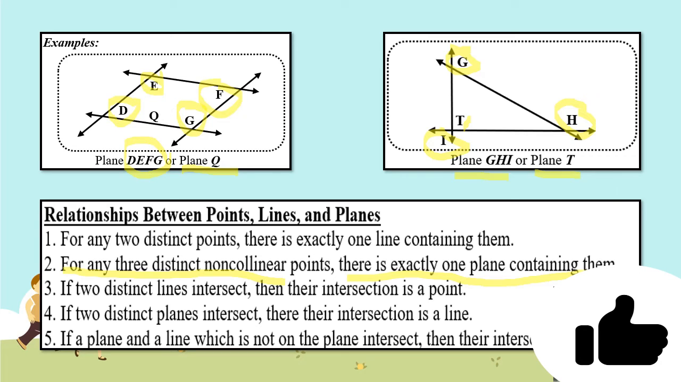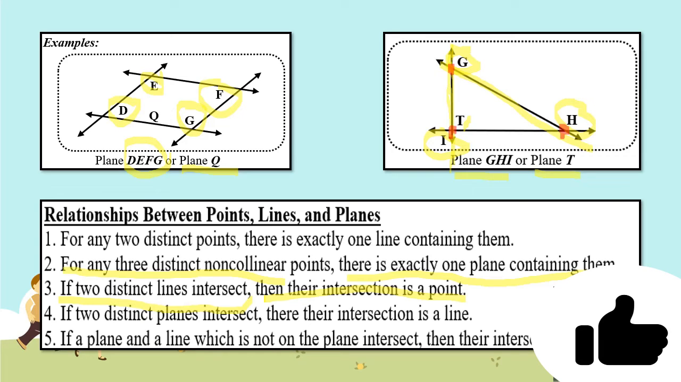Number 3, take note of this one. If 2 distinct lines intersect, like this one, from line GH and line IG, their intersection is a point. So there's an intersection found here, there's an intersection found in this one, same here, intersection, and same also here.